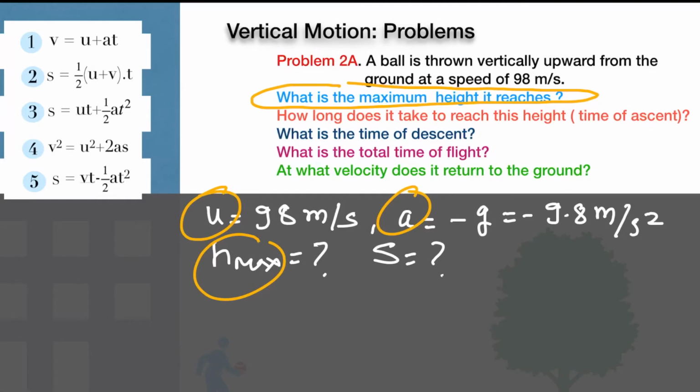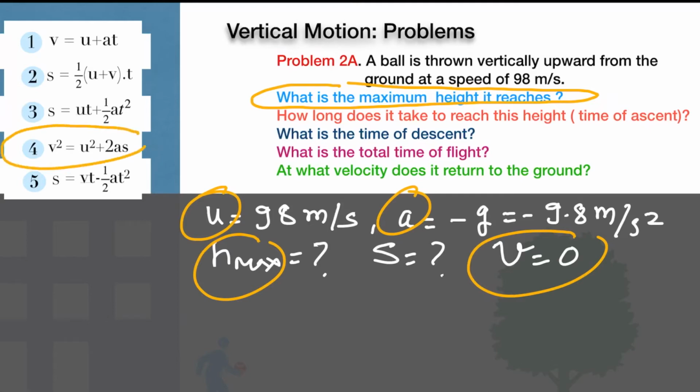So since we are talking about the maximum height, that means at that moment the velocity of the ball will be 0. So final velocity at that moment is 0. So we know the third variable value. Now we can find out the maximum displacement or maximum height the ball reaches. And here we can use the equation which is most suitable, this one.